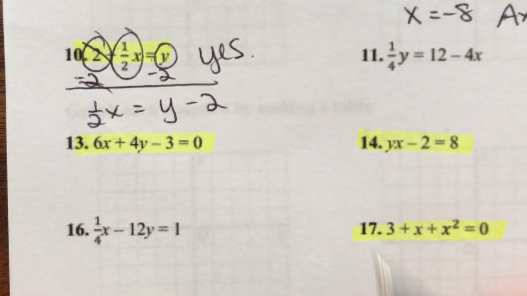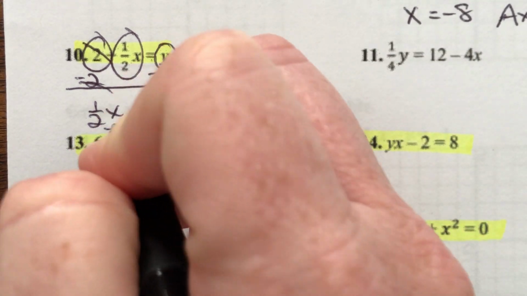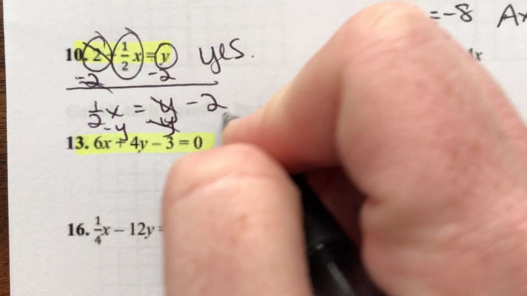So I'm going to subtract 2. So I'll have 1/2 x equals y minus 2. And then I need to move this y over here. So I'm going to subtract y from both sides of my equal sign.